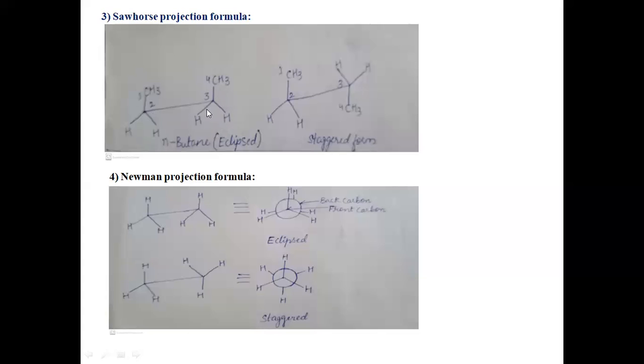Here in this Sawhorse projection formula, you will be observing two forms. One is the eclipsed form, another one is the staggered form. Here there is free rotation about the carbon-carbon bond. This is a carbon-carbon bond. You can observe free rotation about this bond, and the three bonds attached to the carbon atom can be rotated in the clockwise or anti-clockwise direction.